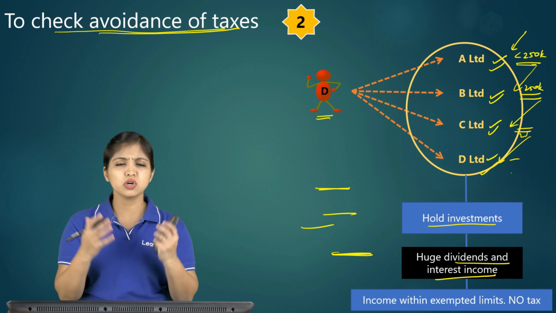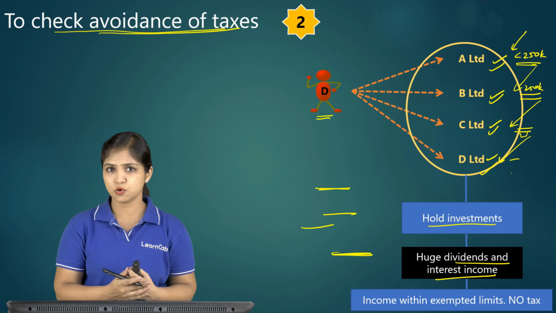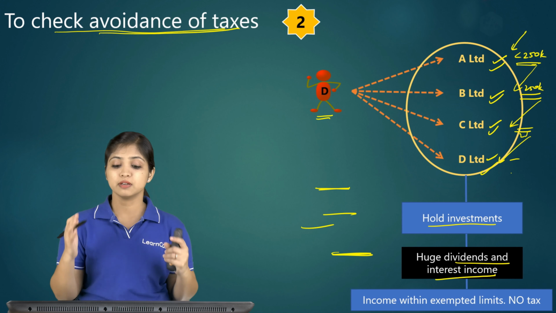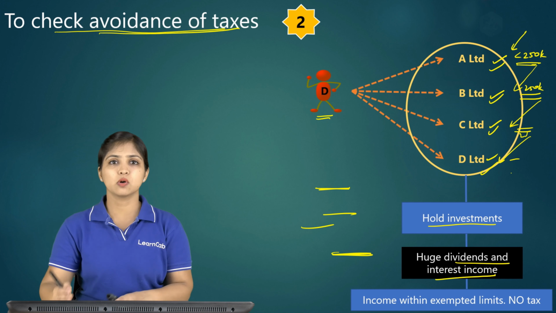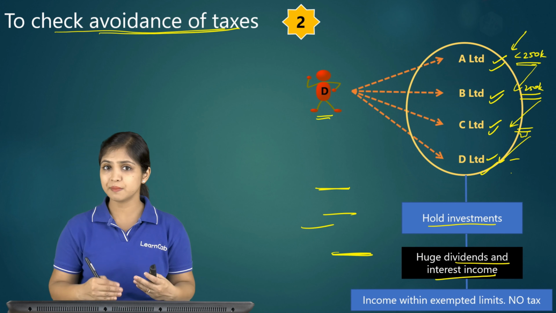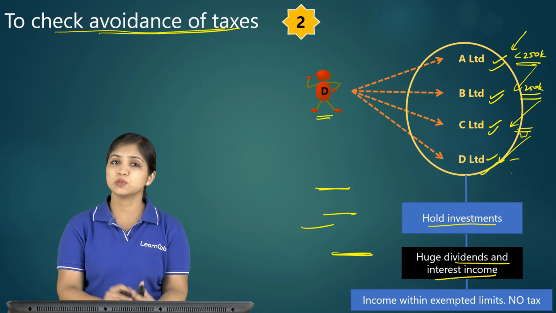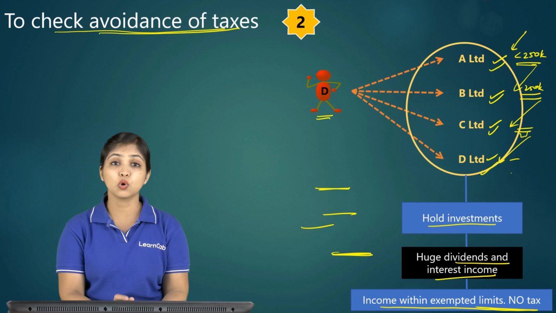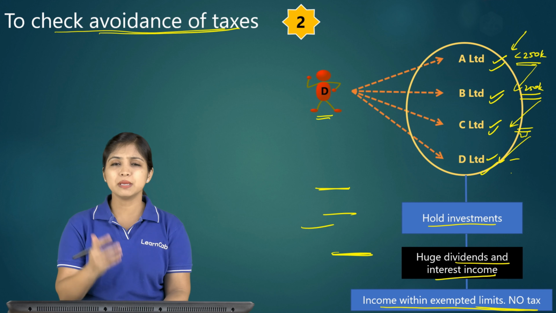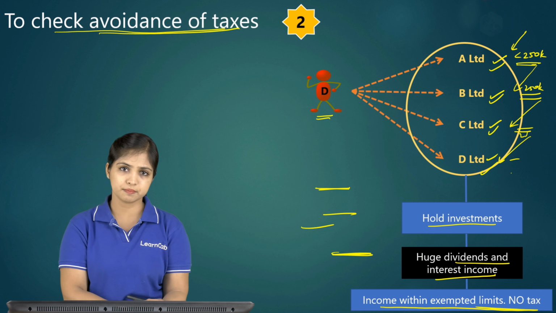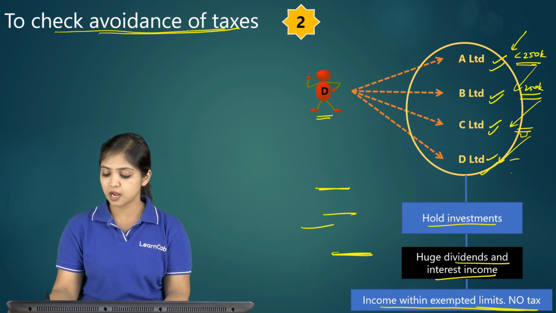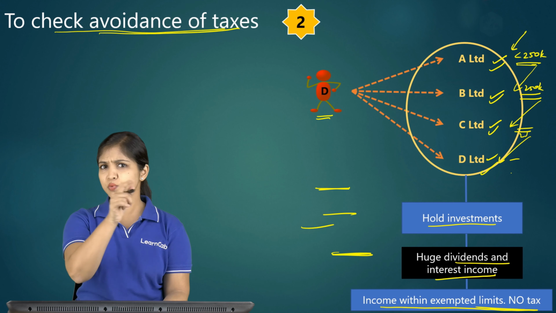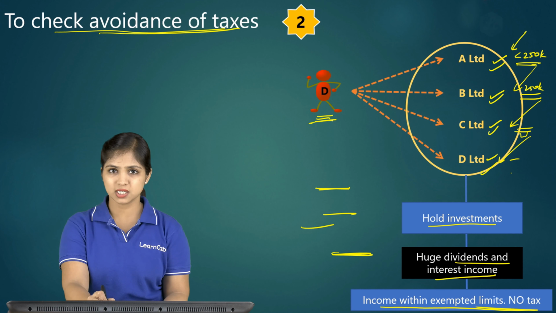Now, tell me, what was the whole reason? Why did Red create these 4 companies? What was the objective? Red created these 4 companies because he wanted to distribute the income in such a manner that there's absolutely no tax liability, isn't it? So income within exempted limits, no tax was being paid. Now tell me, who has the investment? The 4 companies. Who has earned the income? The 4 companies. But who wants the income? Red wants the income, isn't it?